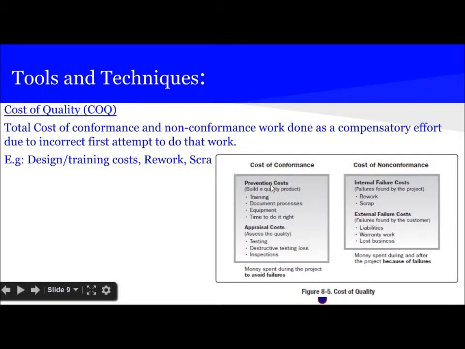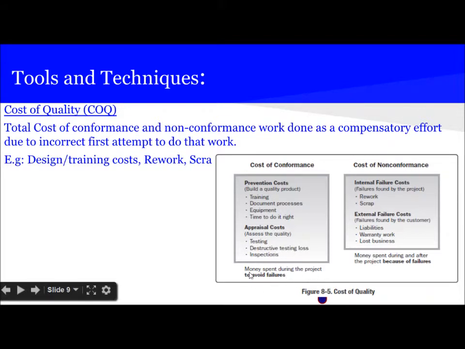In case of cost of conformance, there are two kinds of things: prevention cost and appraisal cost. In case of prevention cost, we build a quality product by training, documenting processes, equipment, and time to do it right. And in case of appraisal cost, we assess the quality by testing, destructive testing losses, and inspection.